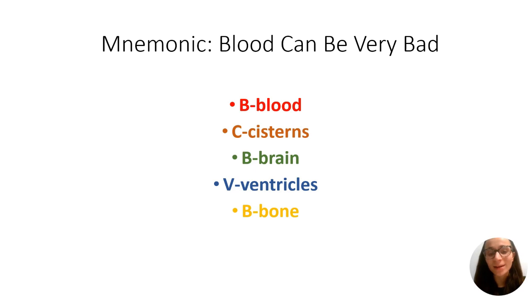The reason I like this mnemonic is because it's easy to remember. Sometimes people make mnemonics and you have to remember the mnemonic, let alone what it stands for. So, Blood Can Be Very Bad. Most times when people are looking at CTs, they're looking for blood, so it's easy to remember. Blood is blood, C cistern, B brain, V ventricle, and B bone. So let's get into each one.